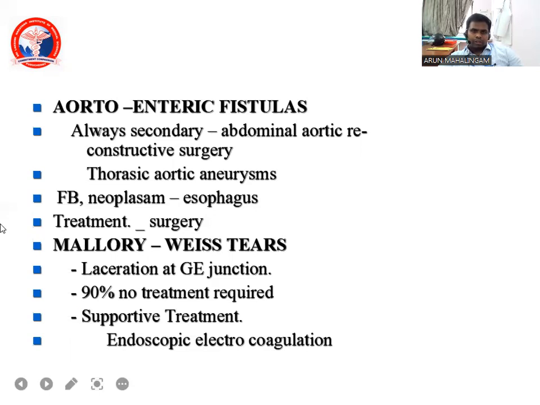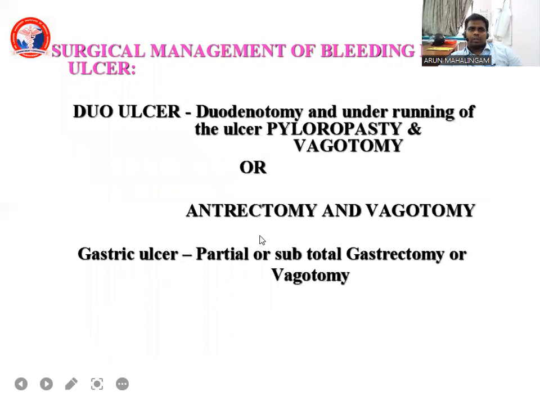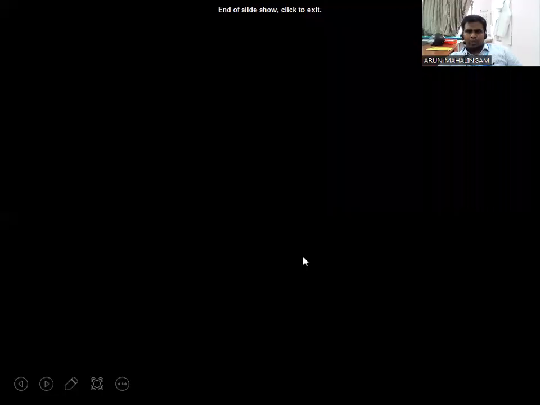Laceration at the GE junction: 90% require no treatment. Supportive treatment includes endoscopic electrocoagulation. Surgical management of a bleeding duodenal ulcer: duodenotomy with under-running suture and pyloroplasty, or vagotomy, or antrectomy and vagotomy. For gastric ulcers, partial or subtotal gastrectomy or vagotomy.